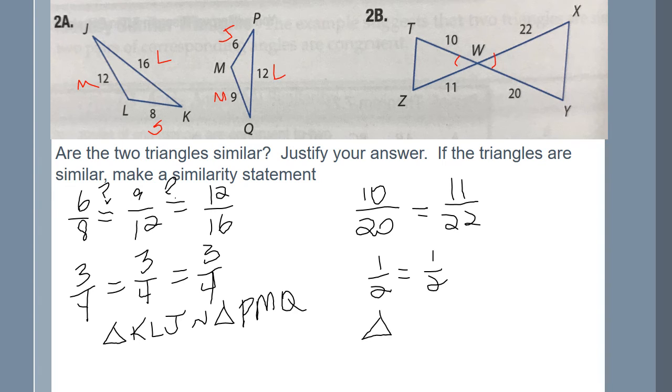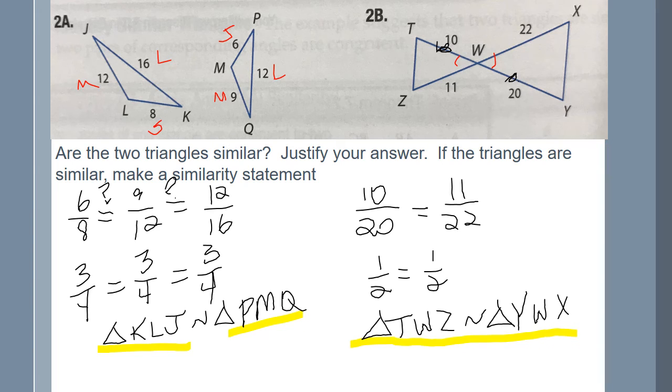So we're going to go with triangle TWZ is similar to triangle. Since T went from across this segment here, right, with the 10, I want to go across this one with the 20. So YWX. Okay, it's got to match up. This is something here, please pay attention to that. When you are doing your problems, you want to make sure that things match up appropriately, right?